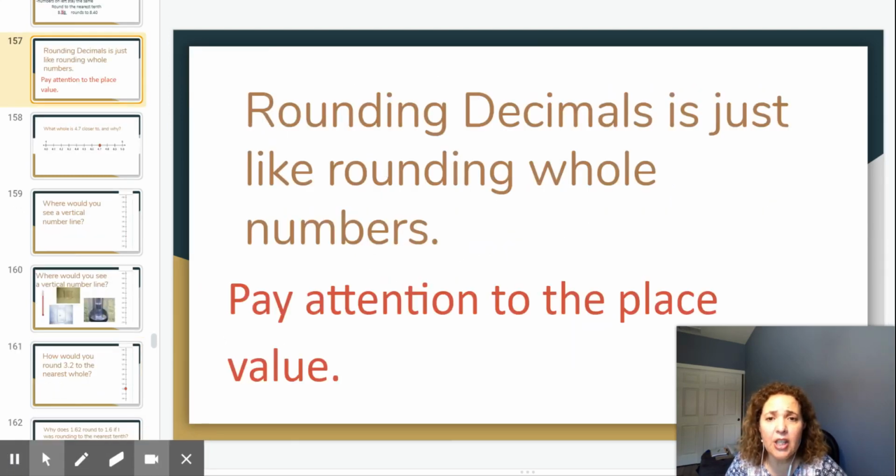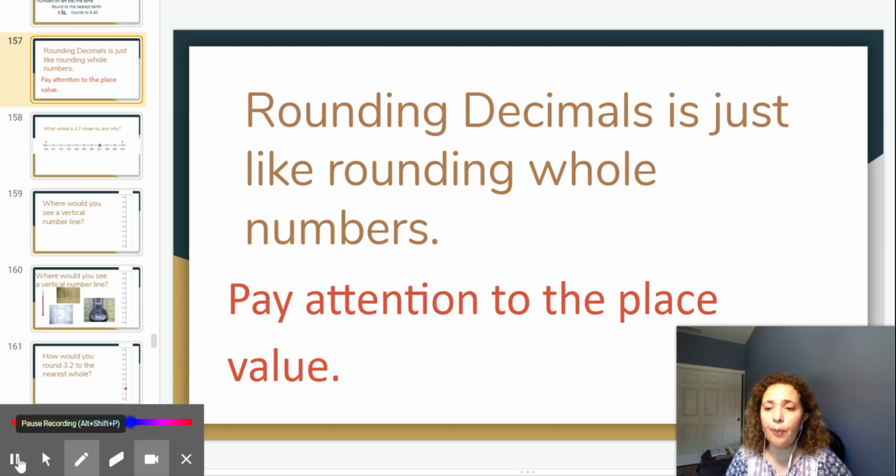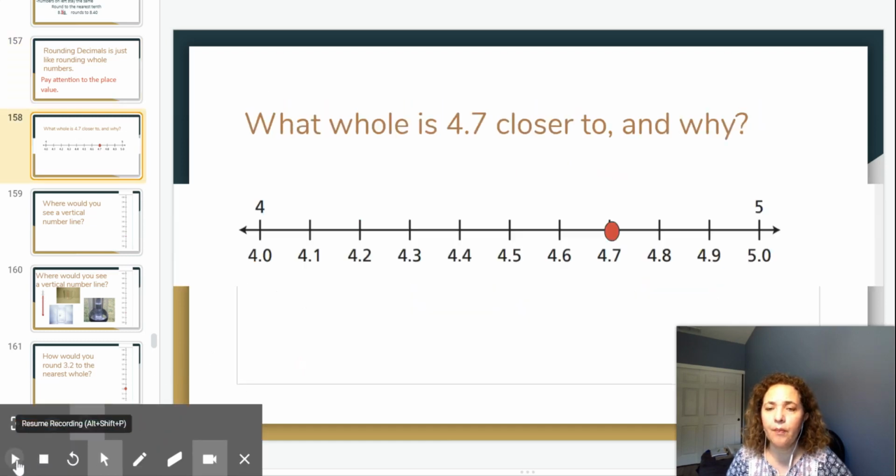All right. Some things to remember when you're rounding. Rounding decimals is just like rounding whole numbers. So it's doing the exact same thing. But the only thing you really have to pay attention to is the place value, right? Whether you're rounding whole numbers or decimals, the place value is the most important thing to look at. So before we get started on rounding, let's look at some little examples.